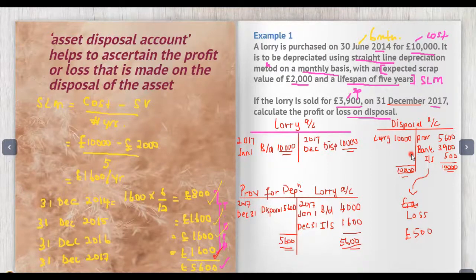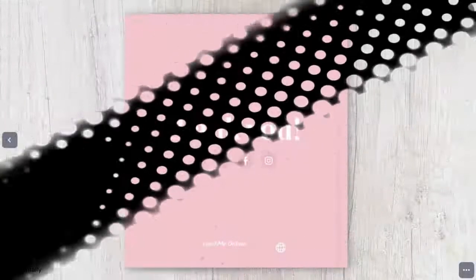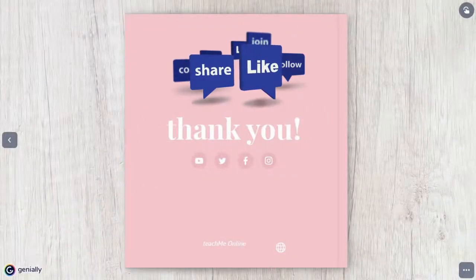In the other section, we looked at how to prepare the T accounts and transfer them to the disposal account. In the next video, we will attempt some past year questions and solve them. If you want to do some extra exercise, it's highly recommended that you watch that video. There's another video where we have done a few past year questions and solved them.